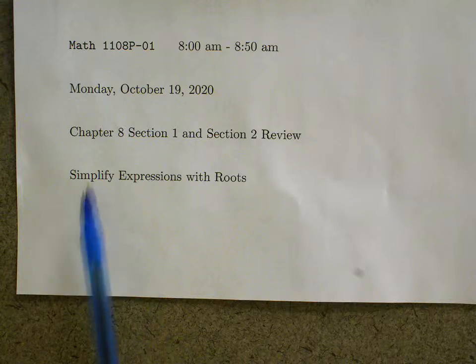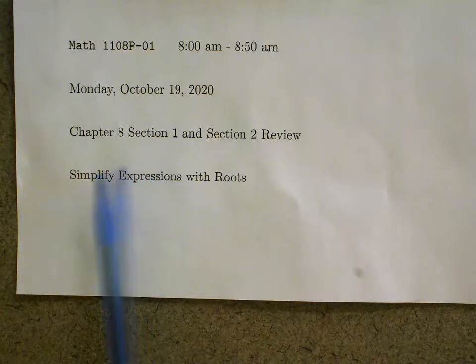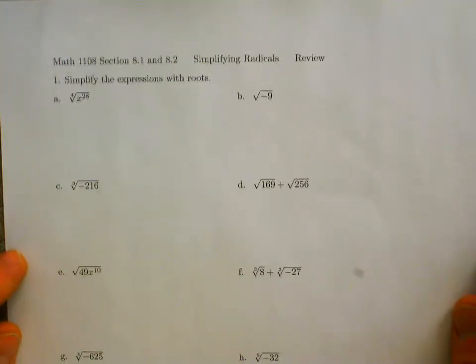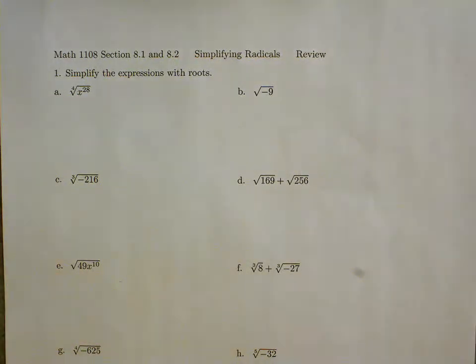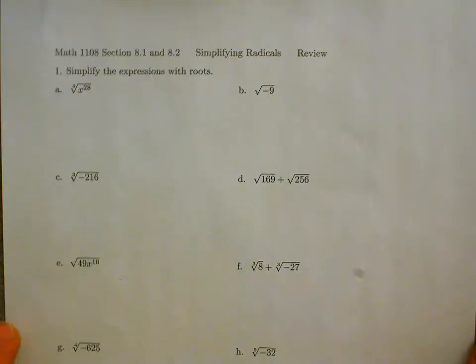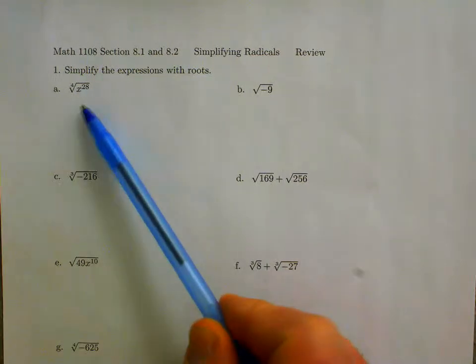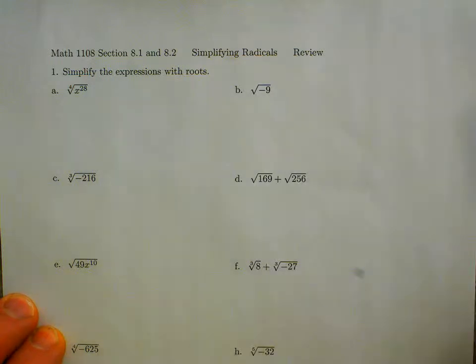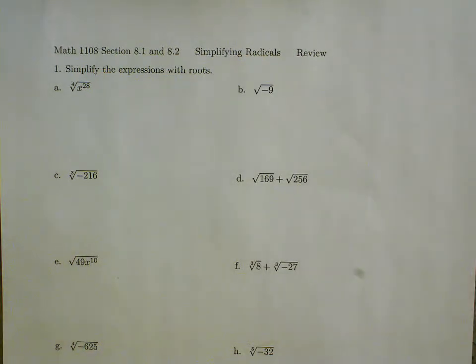Okay, today we'll review sections 1 and 2 from chapter 8 on simplifying expressions with roots. Starting with number 1, part A. Simplify the expressions with roots. This first one is the fourth root of x to the 28th. What does that simplify to?